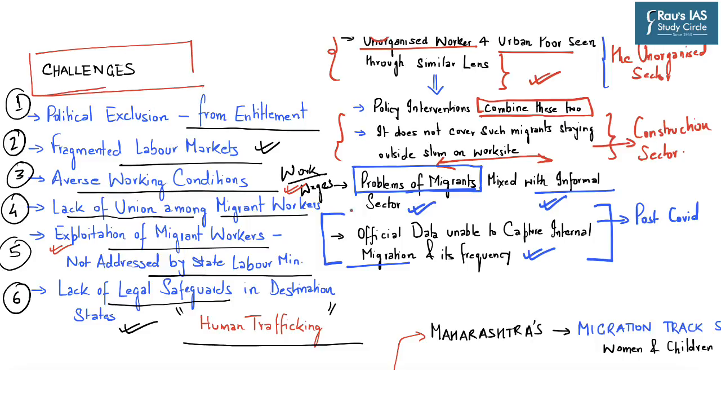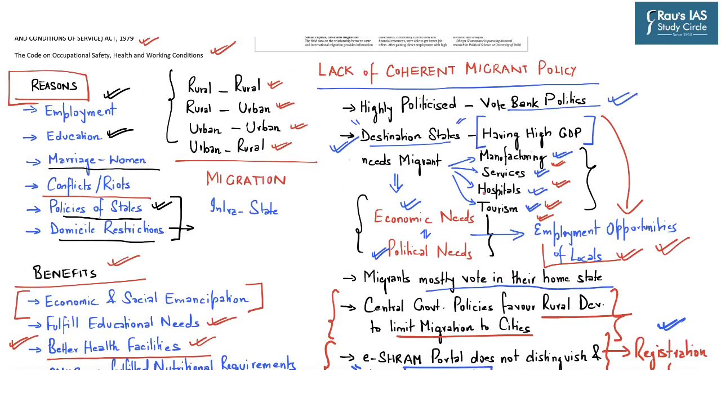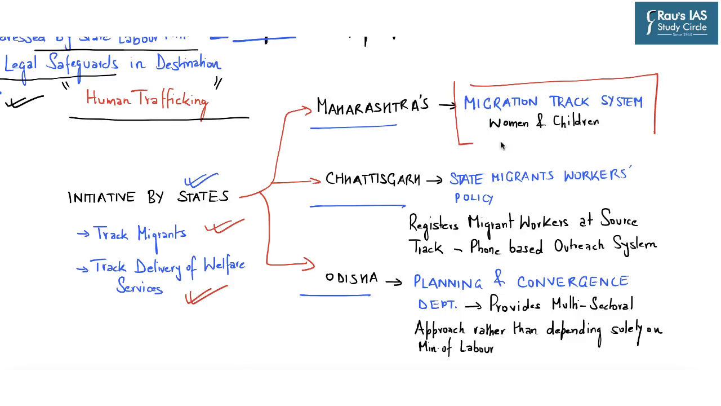Now, this article highlights that despite the constraints highlighted here with respect to the lack of a coherent migrant policy, some impressive initiatives have been taken by certain states such as Maharashtra, Chhattisgarh and even Orissa. These states have deployed technology to track migrants and also to track delivery of welfare services provided to such migrants. Maharashtra has come up with a migration track system especially for women and children.